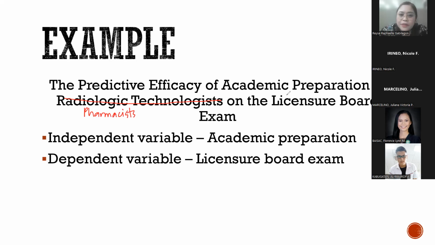Okay, ulit. The predictive efficacy of academic preparation of pharmacists on the licensure board exam. First, let's try to count how many words are included here in the title. So we have na-erase tanan. Ulitin ko na lang. So we have, let's count. We have 1. Sabi ko kanina, the is not included. 2. Of is not also included.